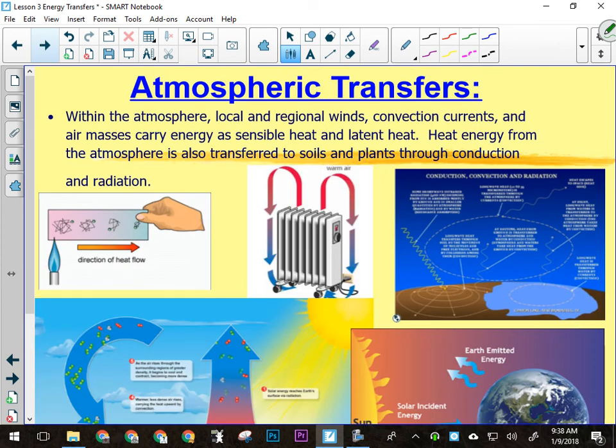So there are 3 ways energy can be transferred. If energy is going to move from one place to another, it will do that by one of 3 processes. Those processes are convection, conduction, and radiation. Those are the 3 we need to know.